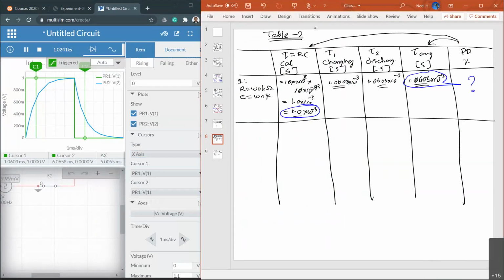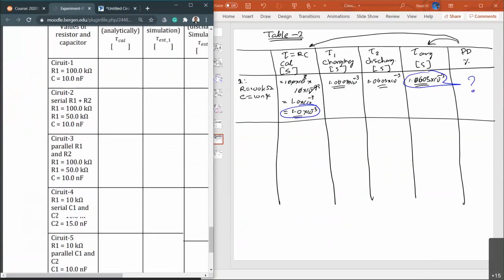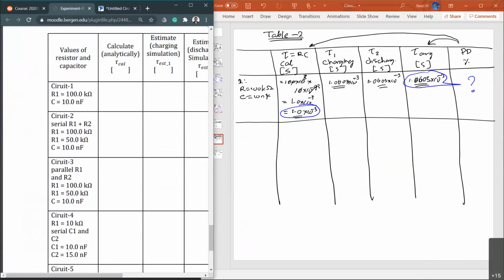Okay, good. Question. Anybody have any problem? Then let's continue to the second circuit and then the third circuit, fourth circuit, and so on. We have to complete all these circuits. Okay, so we have 5 different types of circuits to complete.